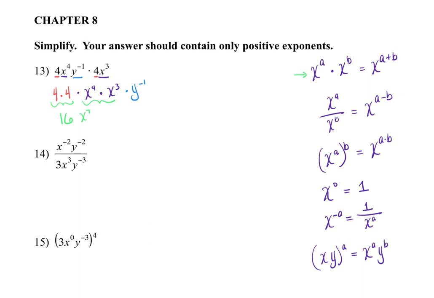And then the y, well, that's a negative exponent. So remember, that's the same thing as multiplying times 1 over y to the first power. And so if these don't have a denominator, you can just put a 1 there. And now we're going to multiply across. 16 times x to the 7th times 1 is 16x to the 7th. And then 1 times y is just y. And that is my answer.